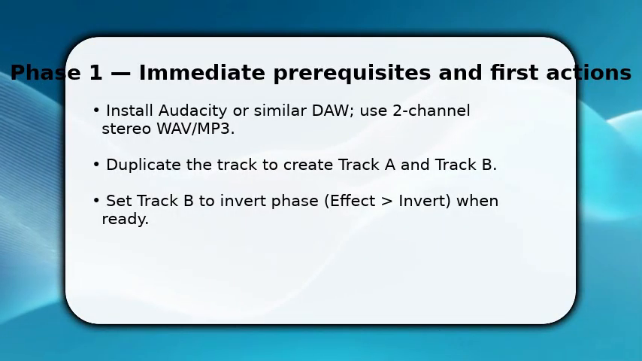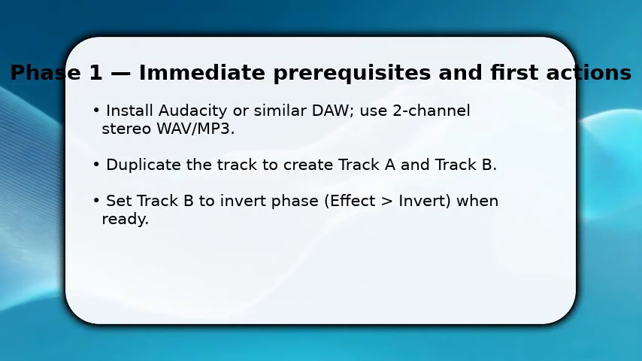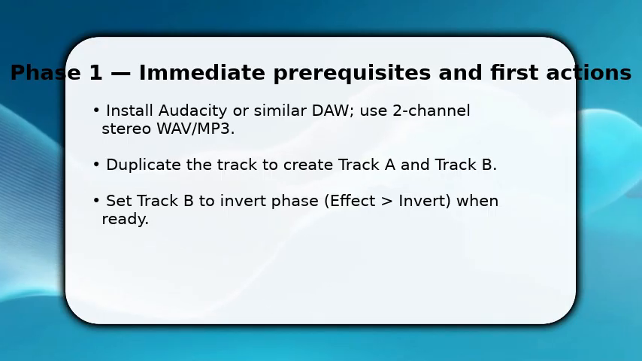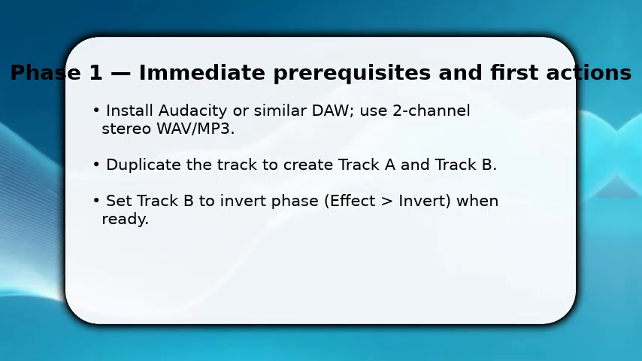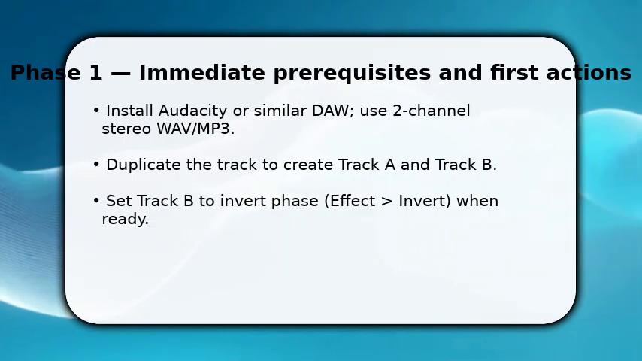You start by opening your song in Audacity or another DAW. Import the stereo file, then duplicate the stereo track so you have track A and track B. Once duplicated, select only track B and apply the invert effect. This cancels center panned audio when combined.